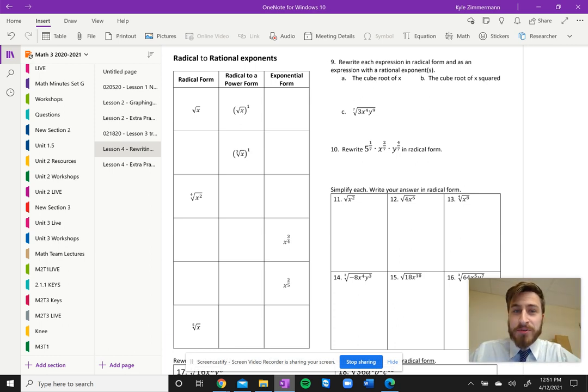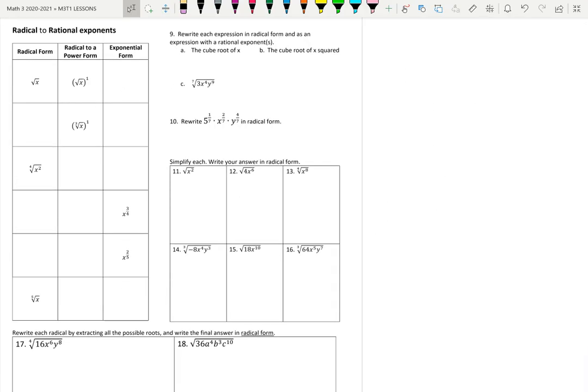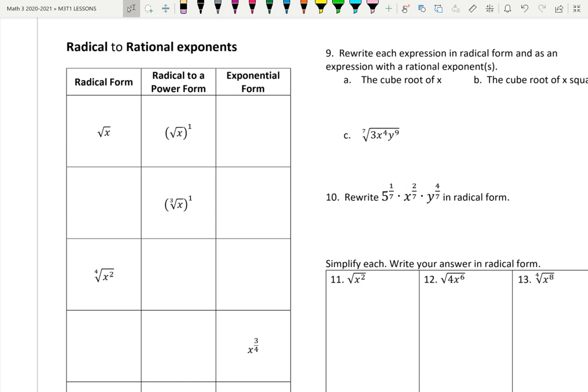Let's take a look at the conversion process between radicals and rational exponents. Looking at this chart, we're going to focus on the left side: radical form to exponential form. When there's no number listed in the index of the radical form, you assume it's a 2, because it's a square root. When I write it as a rational, it's going to be x to the first, to the second power.